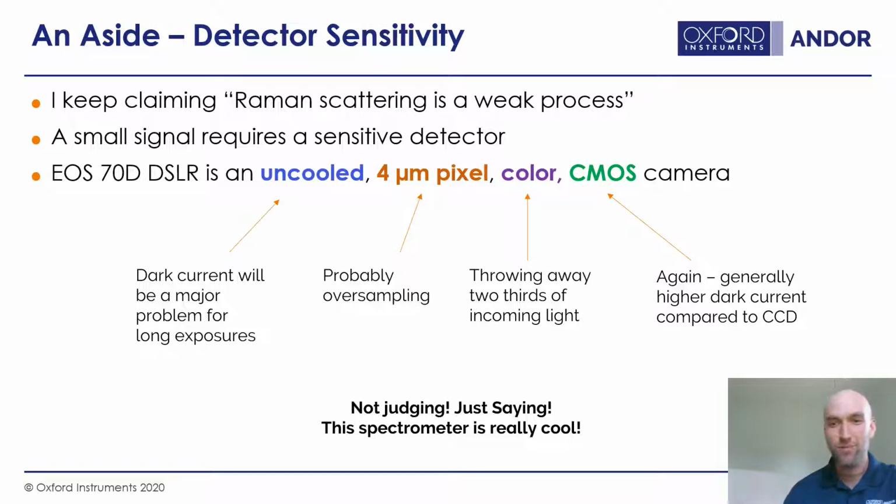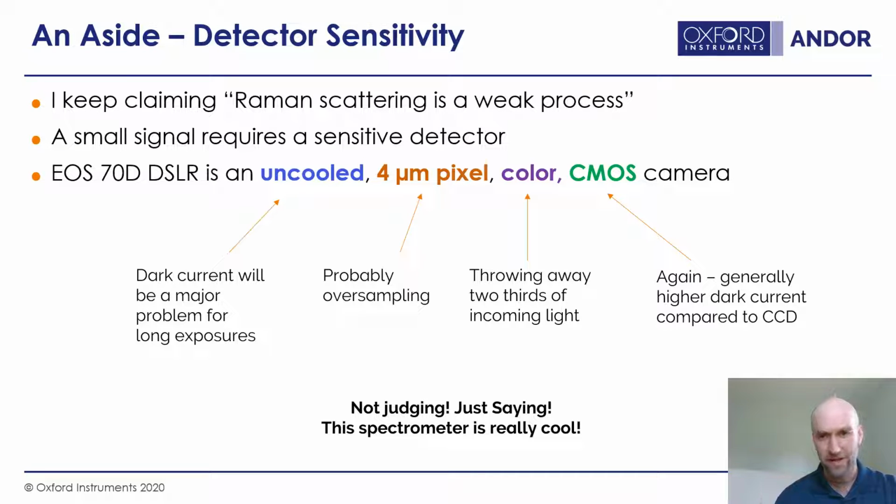Oh no, this is one level up, an aside, but detector sensitivity. So I'm trying to just draw a starting point for equipment in terms of here's the minimalist setup made out of stuff you could probably find in your house other than sending away for the filters. So I keep claiming Raman scattering is a weak process. It is a small signal and it requires a sensitive detector. So the detector they're using is the detector that comes with the EOS 70D DSLR, which is an uncooled 4-micron pixel color CMOS camera, which is great for taking pictures of your friends or nature or a sunset or something like that. So why is this not an optimized detector for Raman spectroscopy?